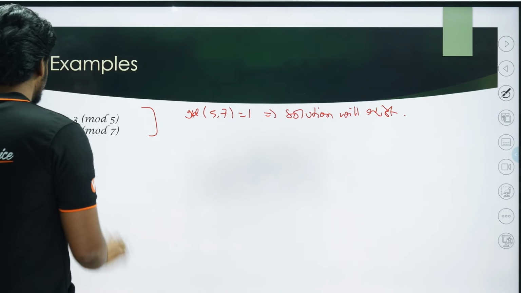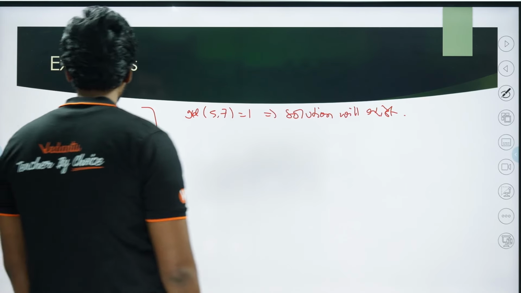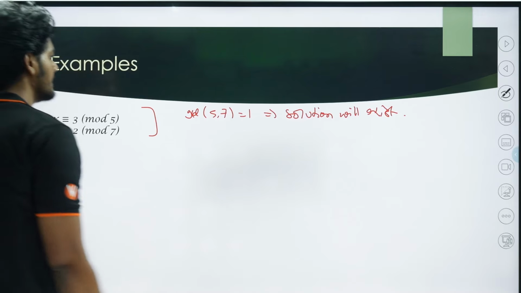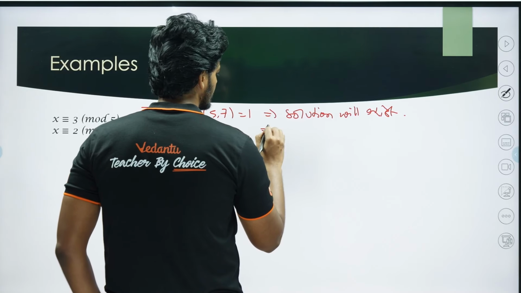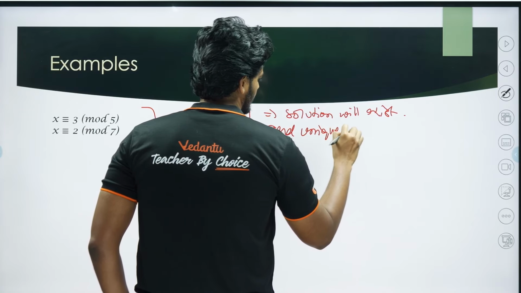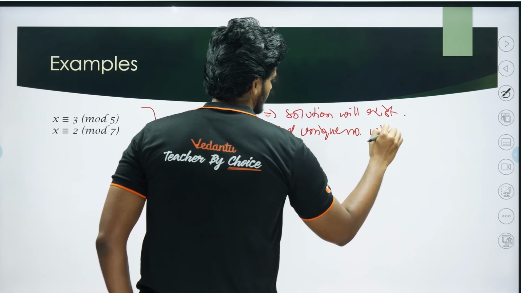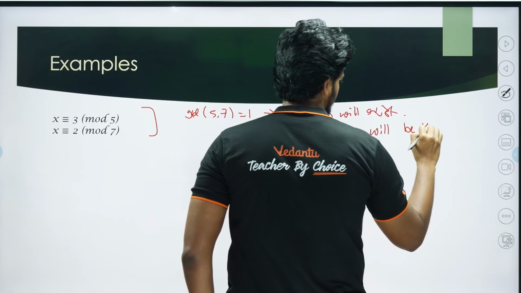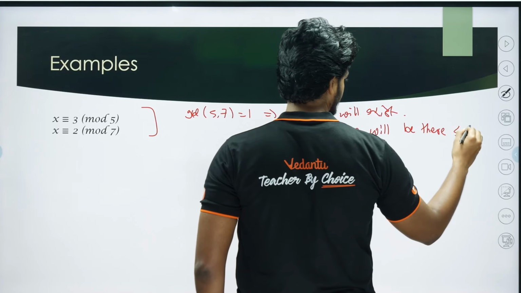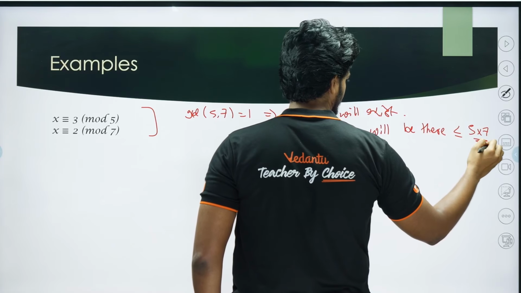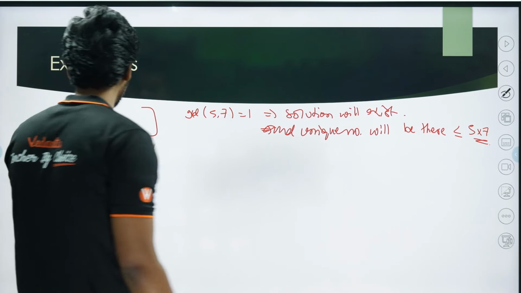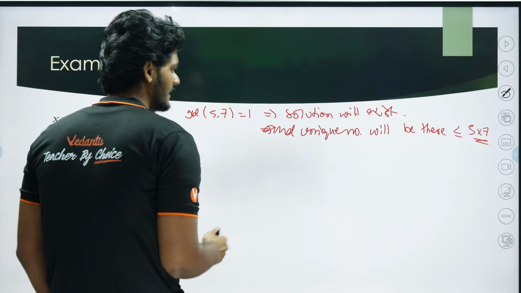Right? So the solution will exist. So we have to kind of look at it, and there will be a unique number, less than or equal to, in this case, 5 into 7. So let us try to hunt down one number such that it is like this, right?